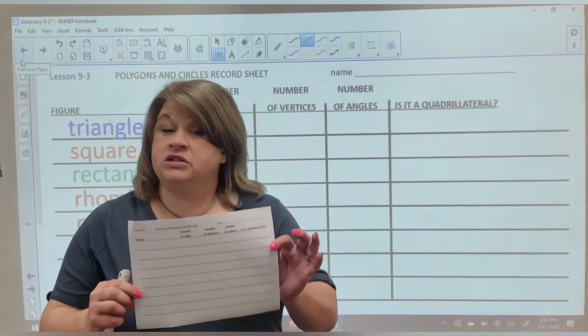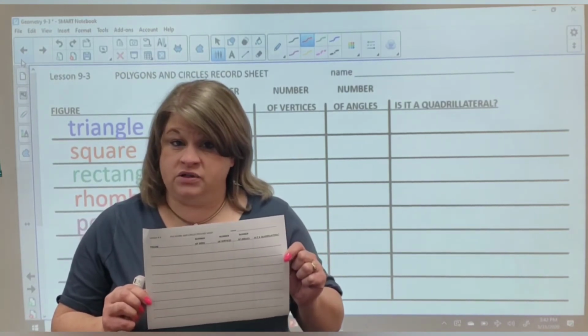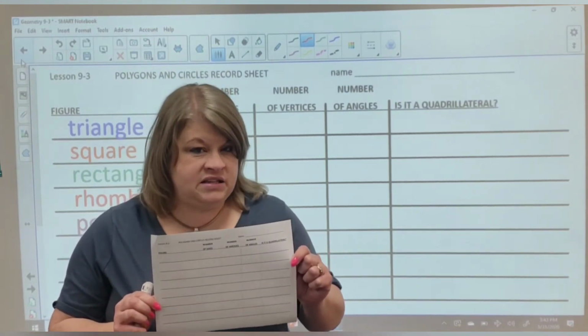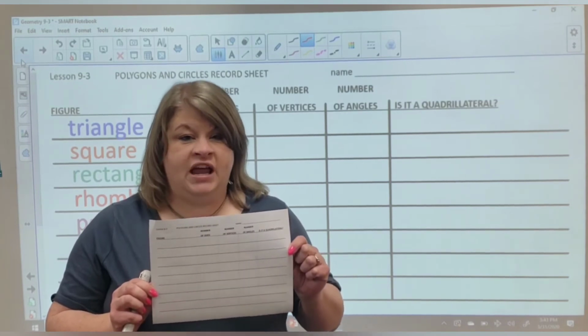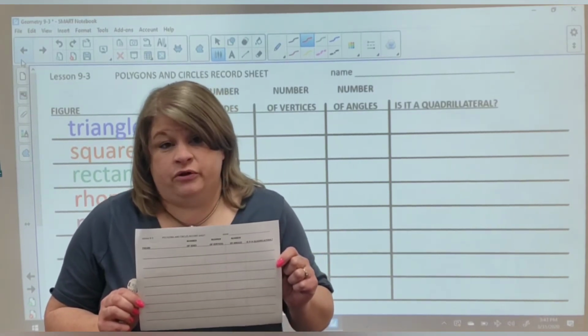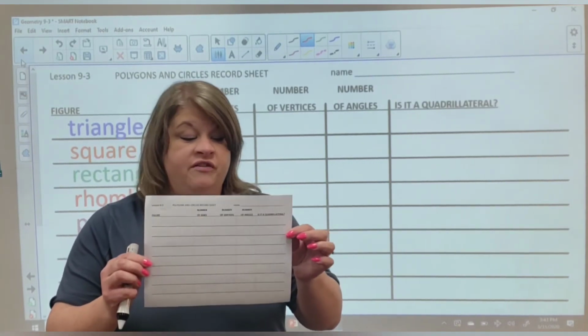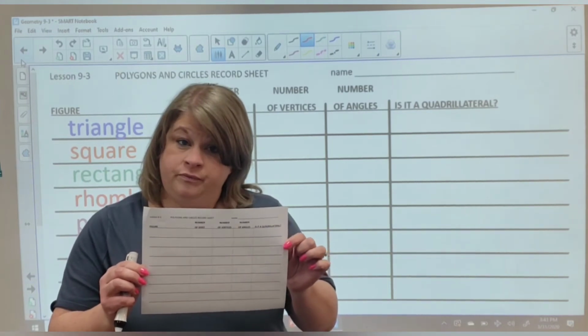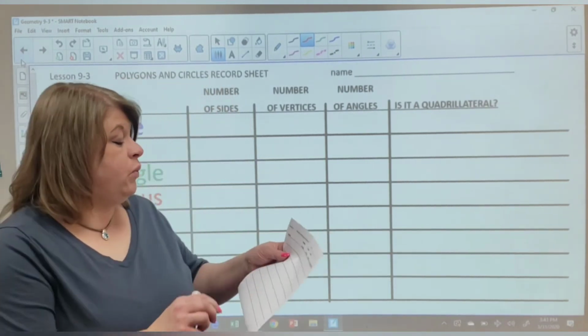All right, third graders, I hope you have this page out. We're going to classify these shapes as different things that we've been learning about in geometry. So first off, I want you to put your name on this paper. And then let's look at what it says.